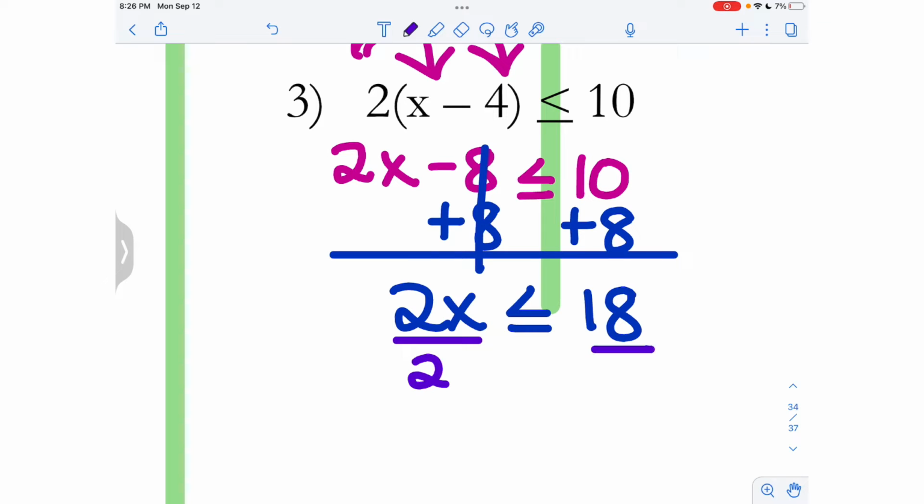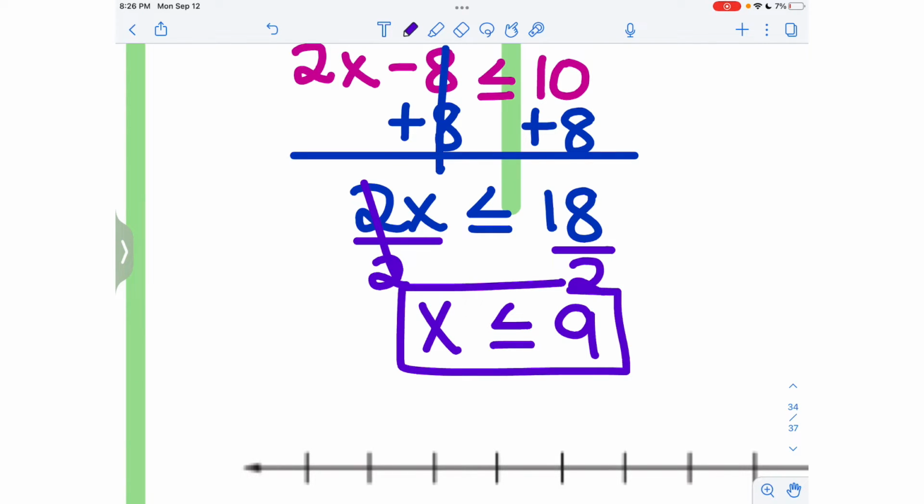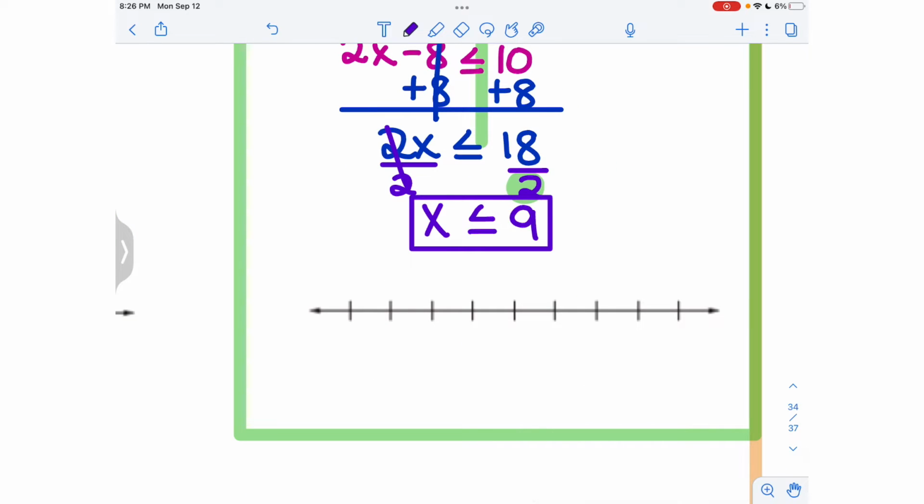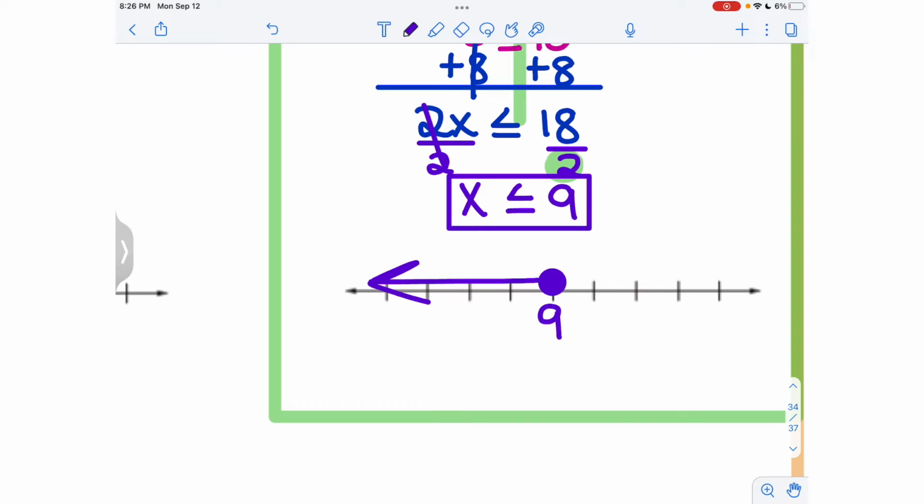Now, you will see here that I do not flip the sign. You don't have to flip the sign every time you divide. You just have to flip the sign if you're dividing by a negative number. So if this bottom number that I just highlighted is negative, that is when you flip the sign. So what we're going to do is take our answer, the number 9, and put it on one of these spots. You could put it all the way over here if you want. I like to put it right in the middle. And then this is going to be a filled in circle. And this is going to go to the left.